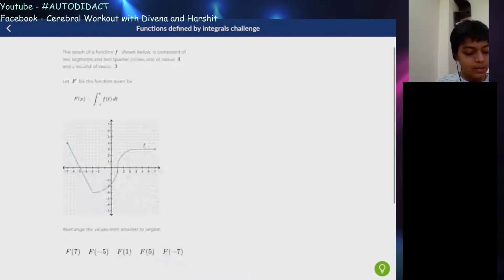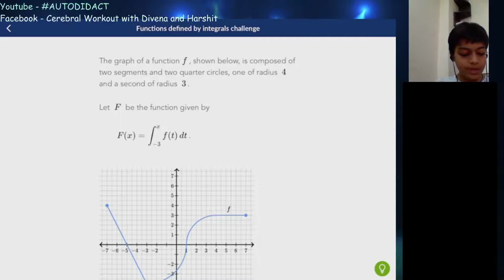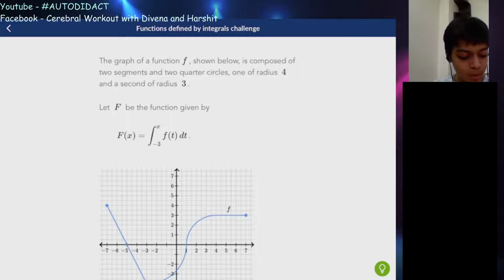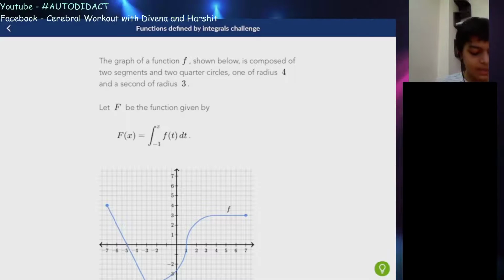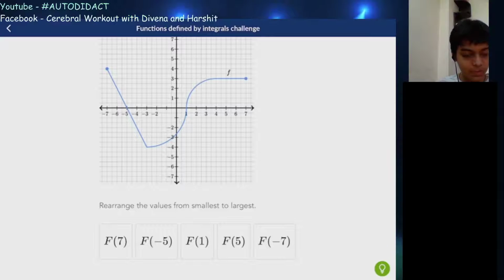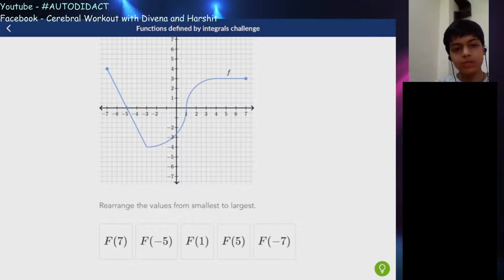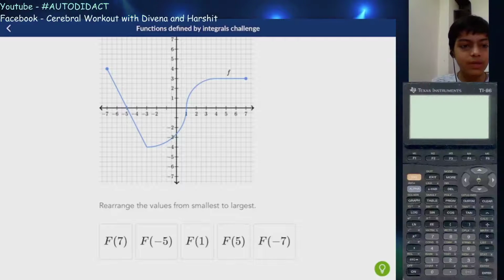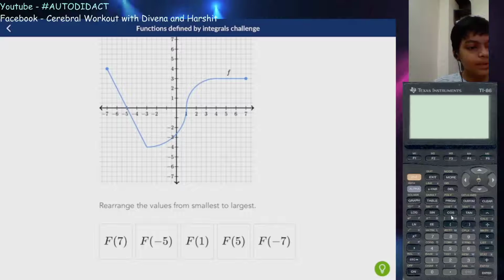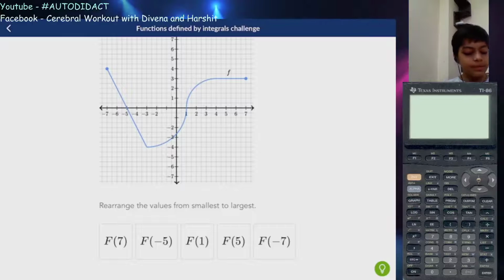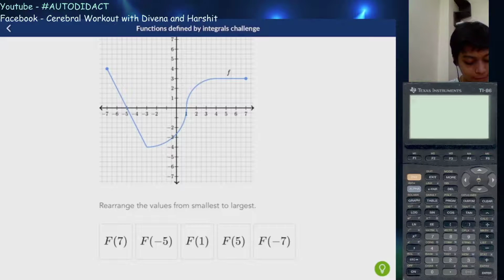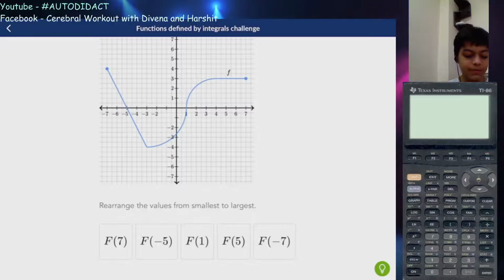Correct, so let's go next. The graph of function f shown below is composed of two segments and two quarter circles, one of radius 4 and the second of radius 3. Let F be the function given by capital F of x equals the integral from -3 to x of f of t dt. Rearrange the values from smallest to largest. We just want to see which one is bigger and which one is smaller: capital F of 7, capital F of -5, capital F of 1, capital F of 5, capital F of -7.